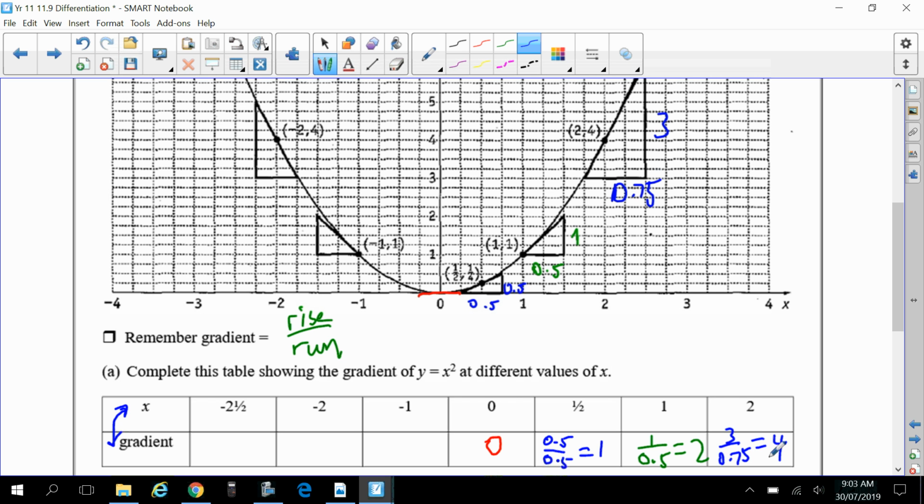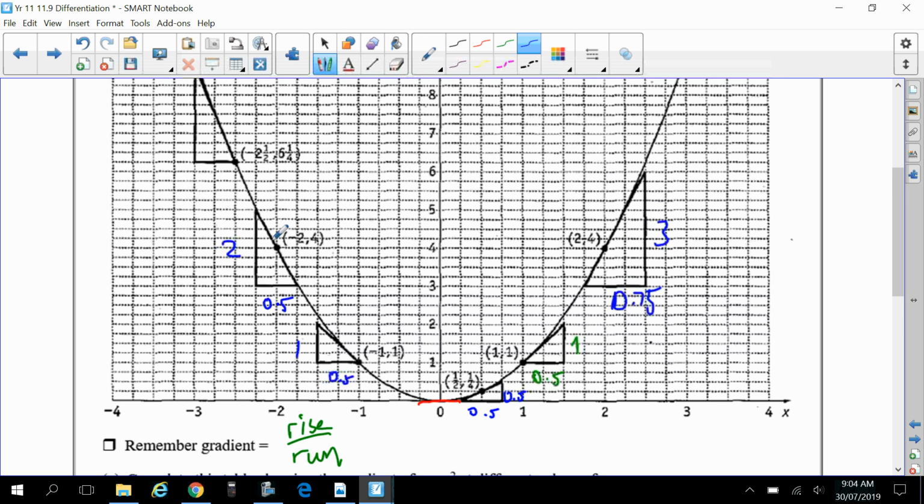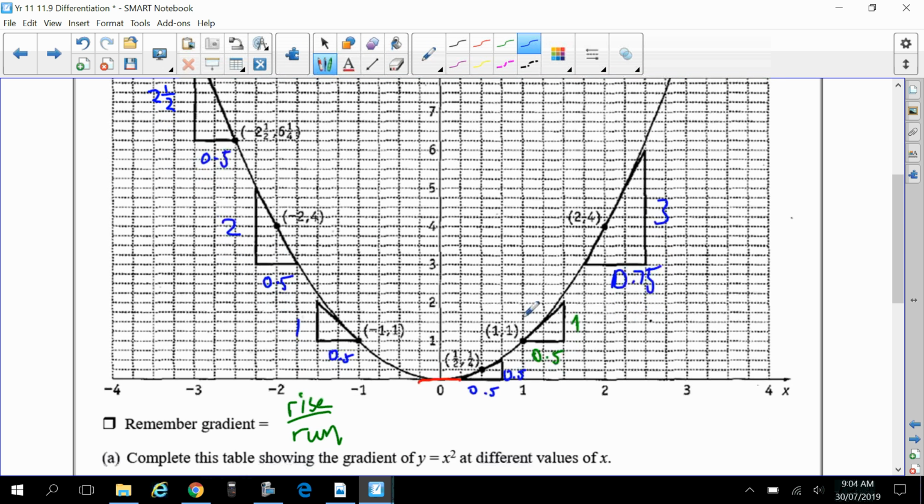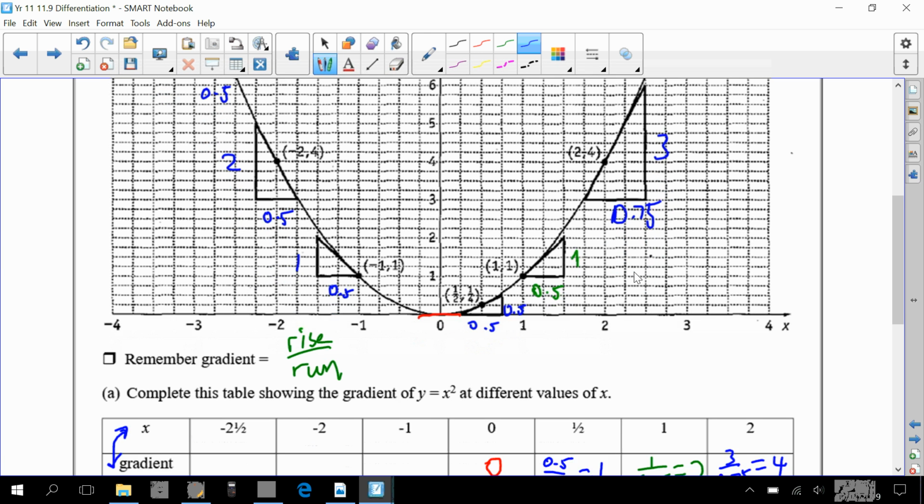Okay, use a calculator. What would that be? 4. Let's do some negative values. And we expect the gradient to be negative because it's going downward. So negative values, what would that be? That will be 0.5. That will be 1. Just do 0.5 again. Remember it's negative. What would that be? That's 2. 2.5, that's 0.5. That actually makes my job easier, because they're all 0.5 except that one. That's 0.75. But anyway, what would that be?